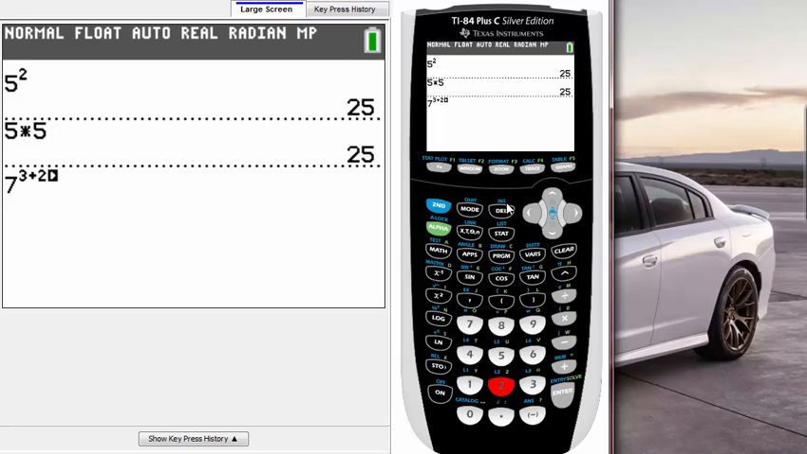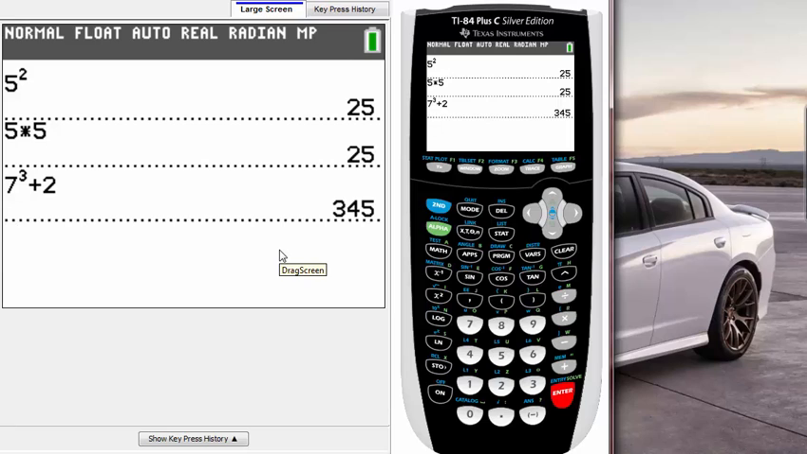So let's go back and delete these two. Once it's cleared, just hit the right button. Now your cursor is on the bottom, where you can use normal operations. For example, plus 2, and hit enter, and we get 345. Okay, now we're good with the powers. How about square roots? How do we type square roots on the calculator?